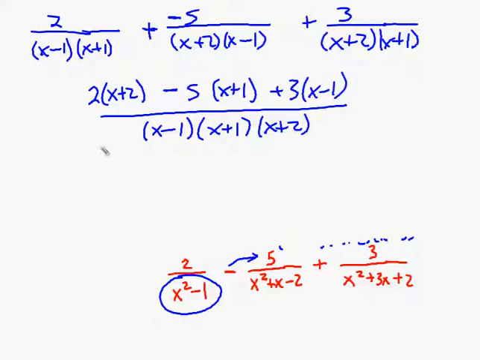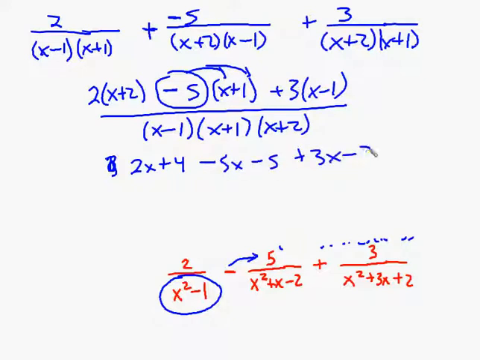Now I'm just going to work on the numerator a little bit by distributing, so I'm going to get 2x plus 4 minus, I'm going to take that sign with it, distribute it to everything, and the 3, and combine like terms. Notice, looks like all the x's go away. 4 minus 5 is negative 1, minus 3, negative 4, and then I have my denominator. All the x's canceled.